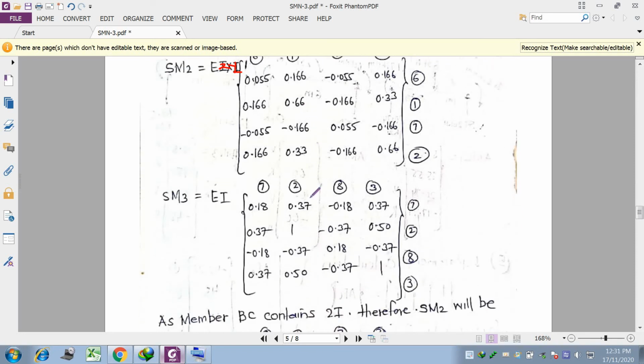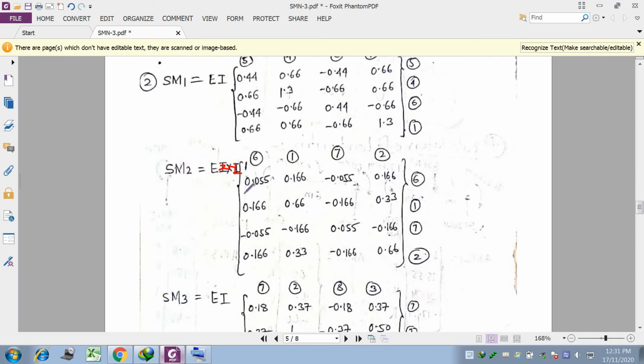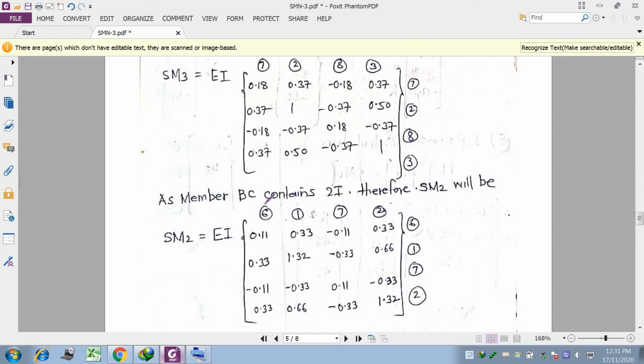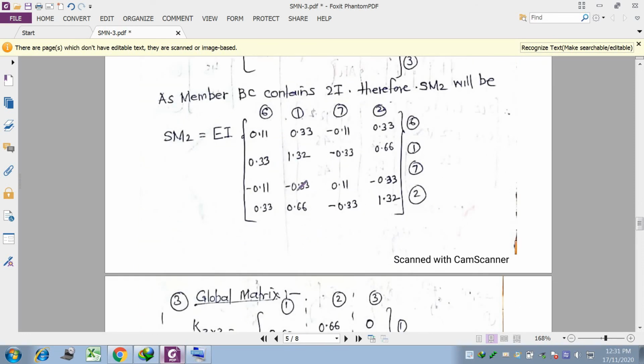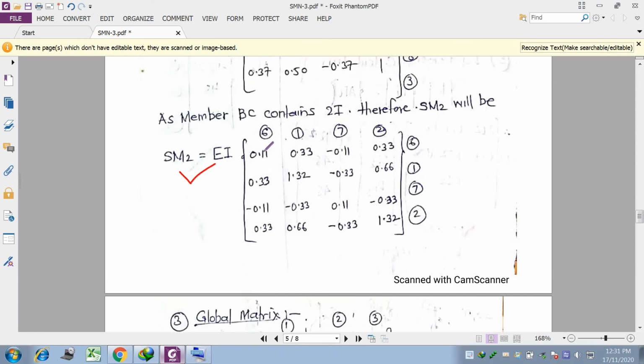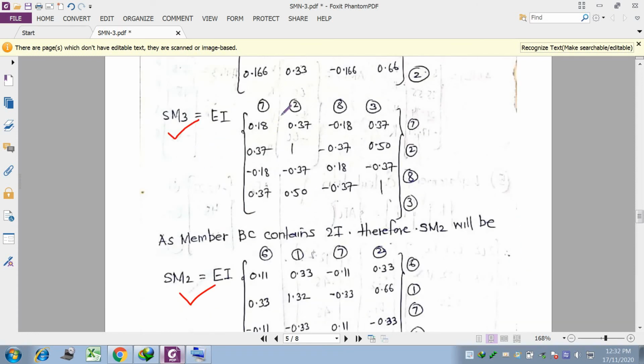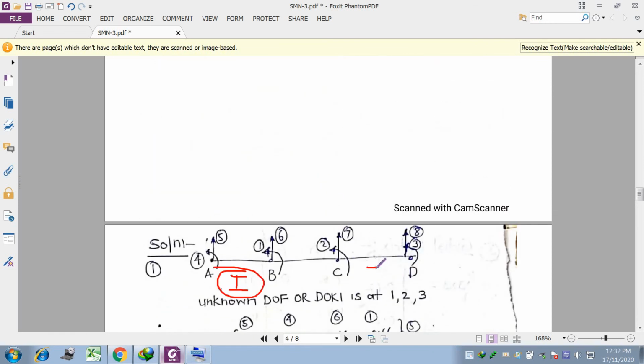Okay, so the answer for SM2 I have calculated here as the member BC contains 2I, therefore SM2 will become... So I have multiplied this 2 value into this particular calculated matrix form in the last step. So SM2 becomes 0.11. This is the SM2 final answer. Okay, similarly SM3 will become this. As in the case of SM3, there is only the I factor, whereas for BC it was the 2I factor.